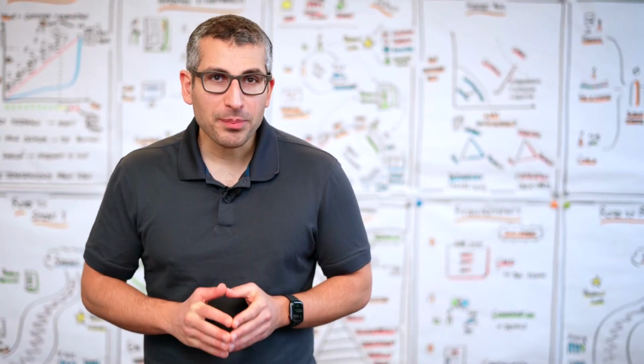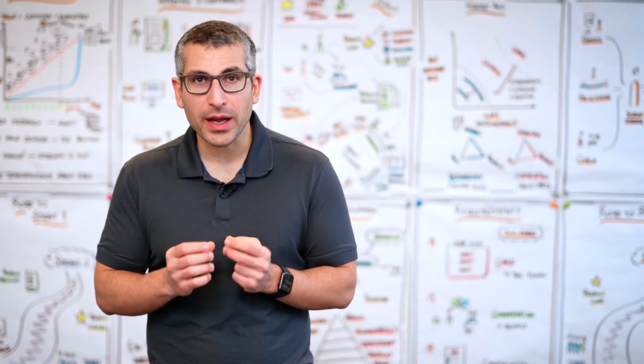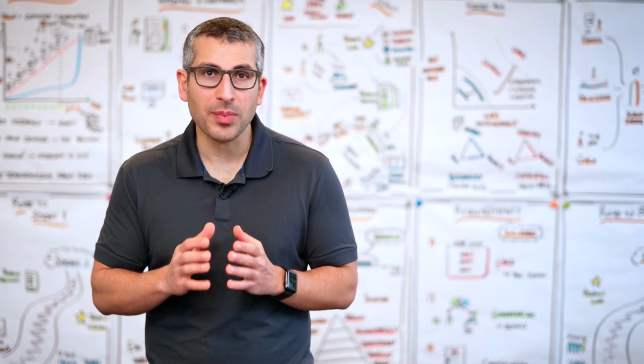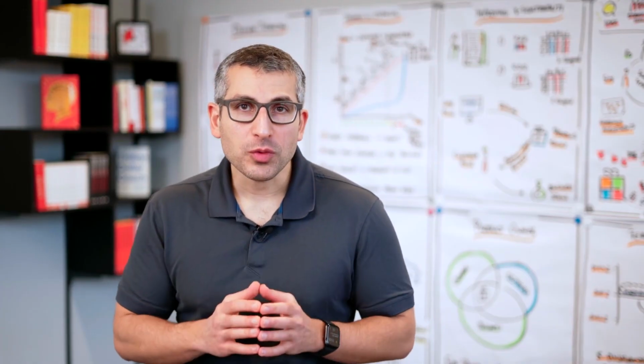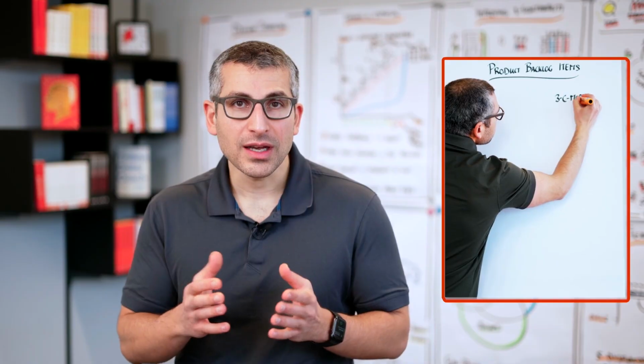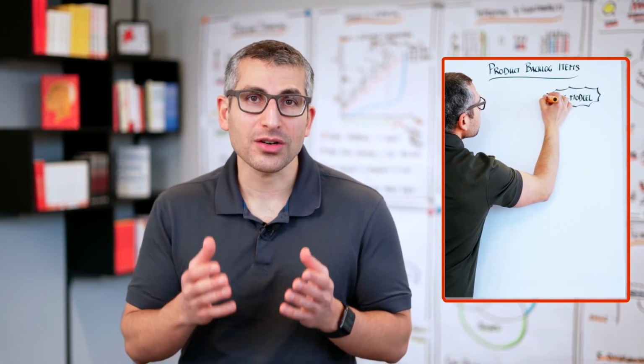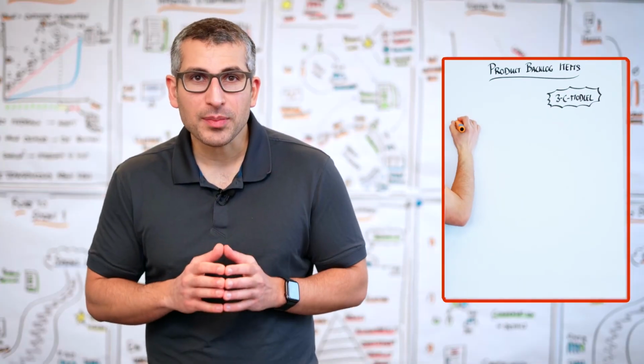Hi, and welcome back. In this video, we will explore a systematic way of how to create product backlog items. The model that we're going to use is called the 3C model. Why 3 Cs? Because it has 3 steps, and every single one of those steps starts out with a C. Let's look at step number 1.